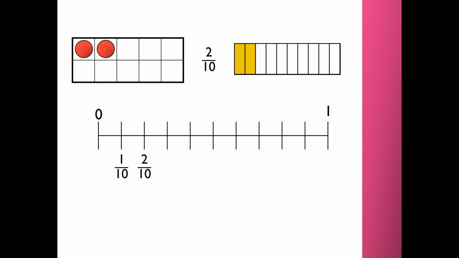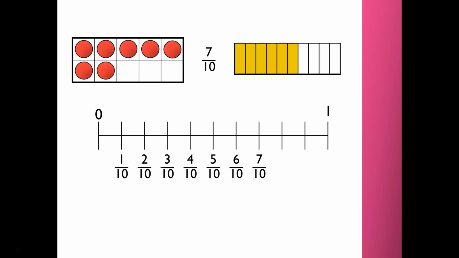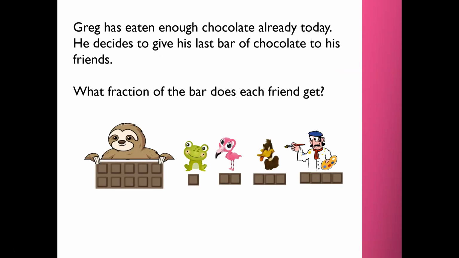number line. If we have 2 counters in the 10 frame, then notice we also count up in the sections in our bar model and on our number line. As we keep counting, we will continue to represent tenths in this way on the bar model and on the number line. We can keep counting following this pattern until we reach 10/10, which is a whole.